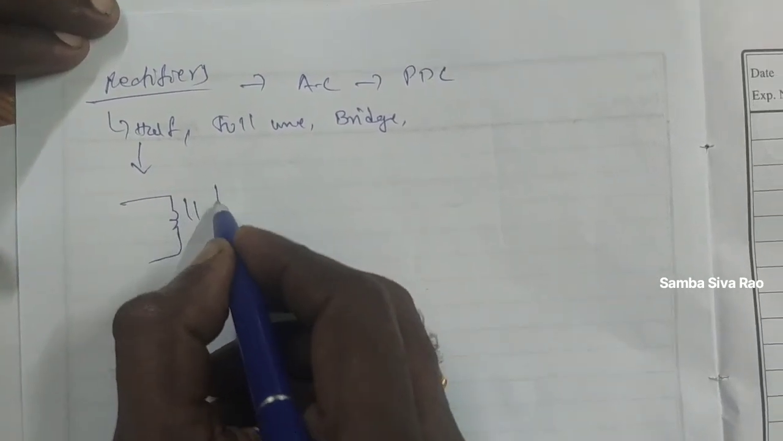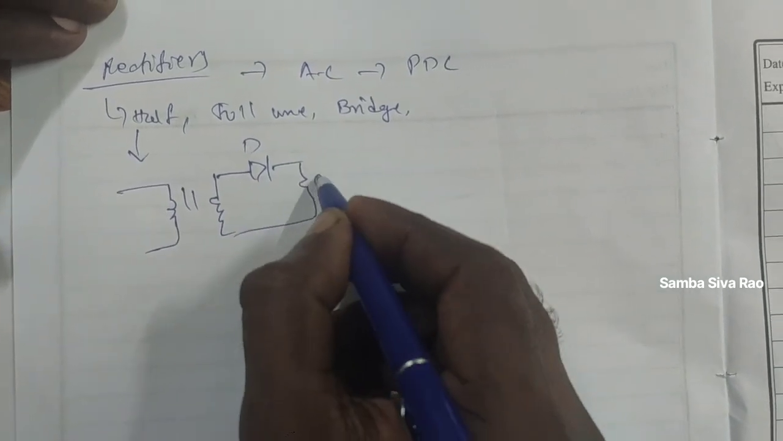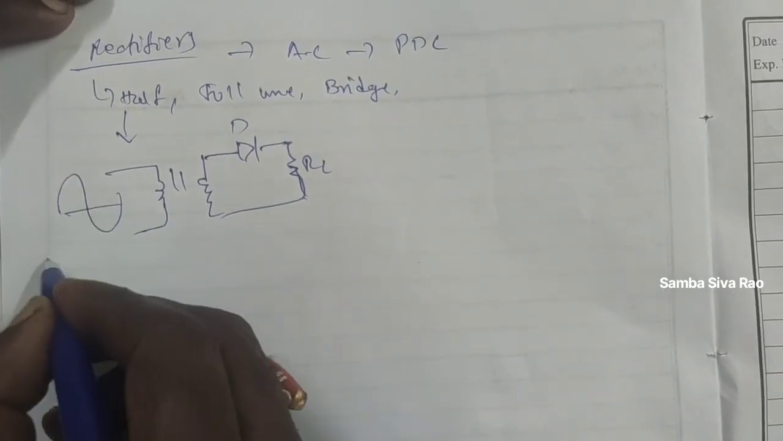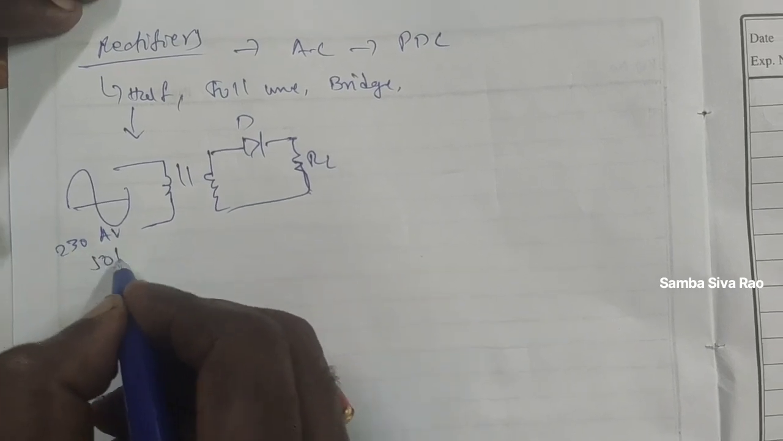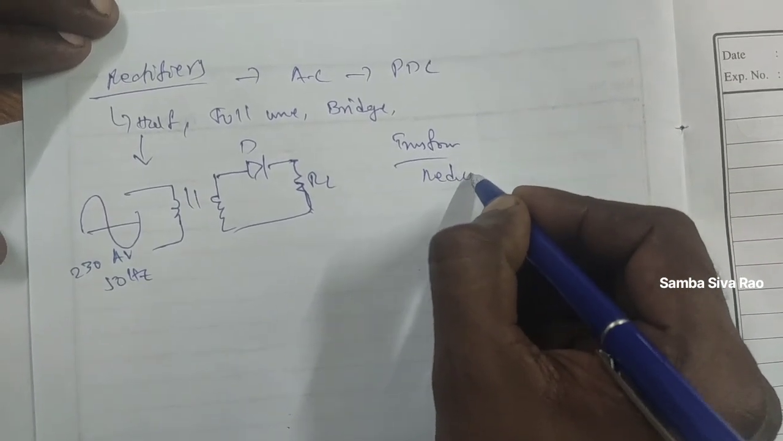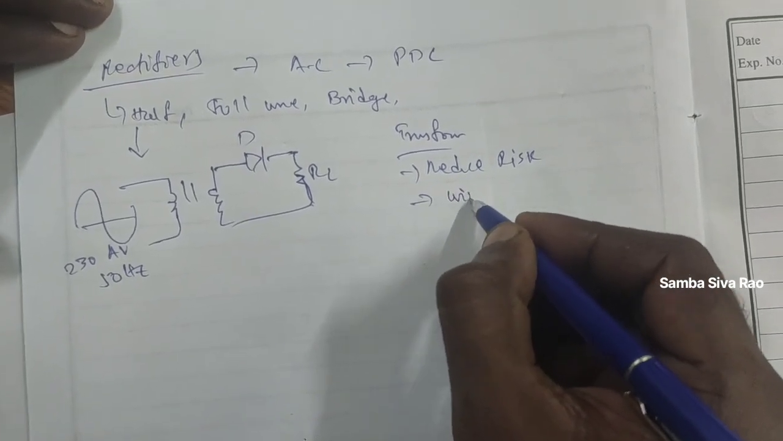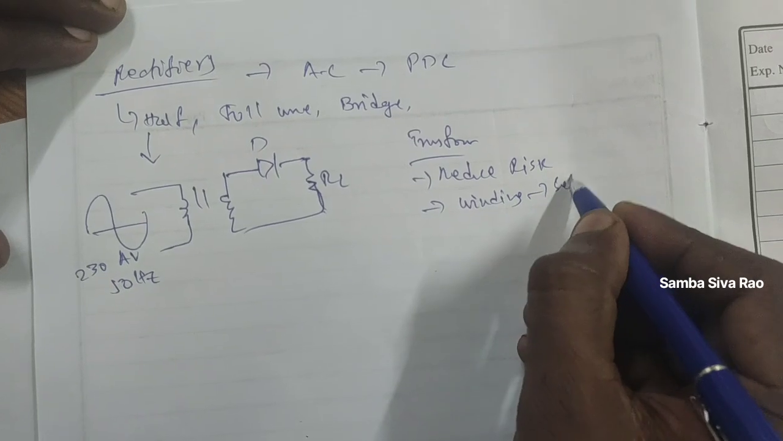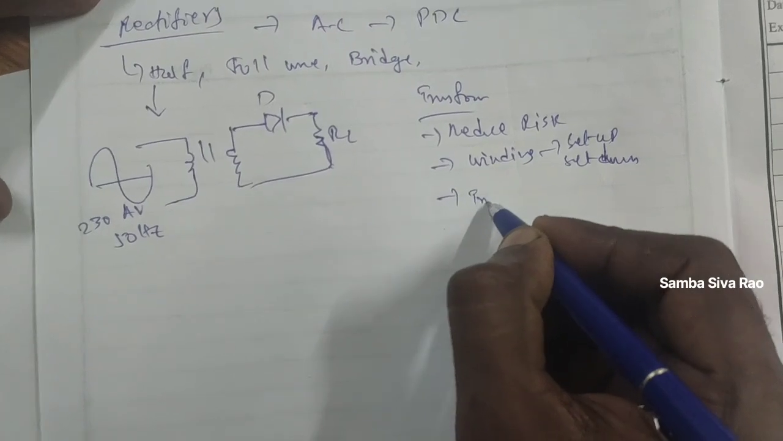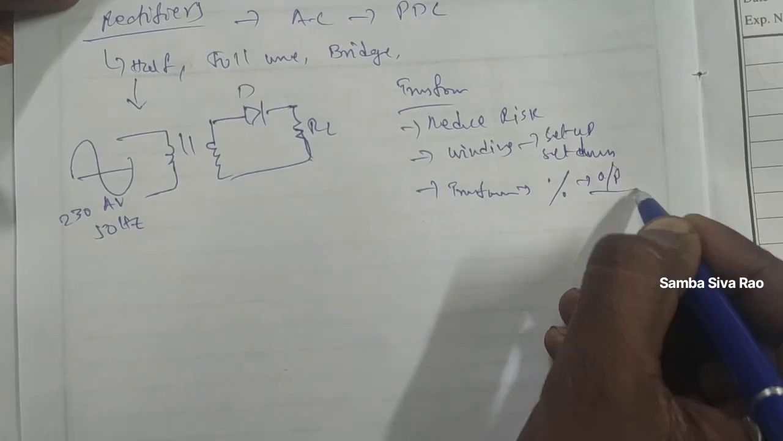In this we are using a simple transformer. The transformer has some advantages. We are placing a resistor RL. You are supplying a 230 V AC voltage, 50 Hz frequency. A transformer is used to reduce the risk of electrical shocks, so we are using a transformer. Depending on the secondary windings, it can be step up or step down. Transformer efficiency can also be measured in terms of percentage, that is output by input.